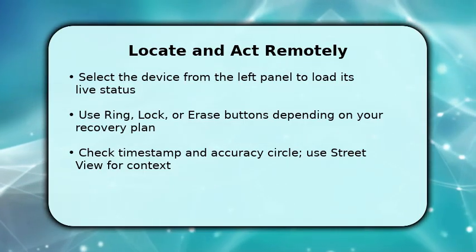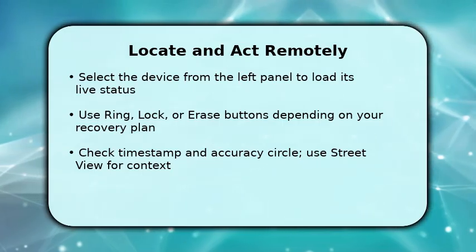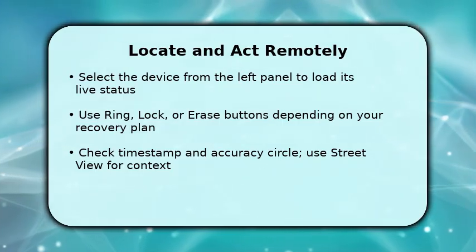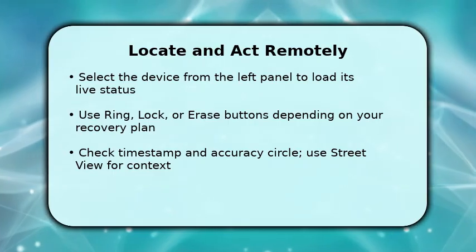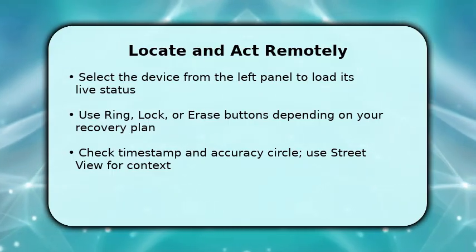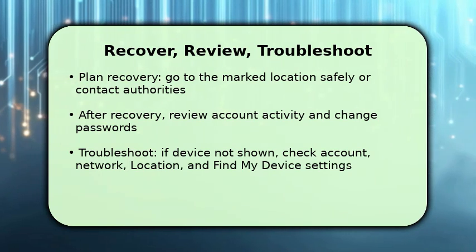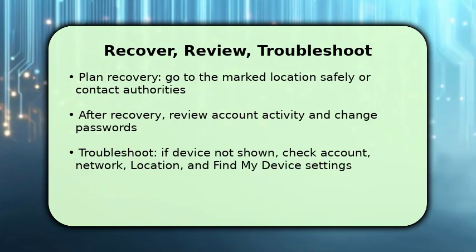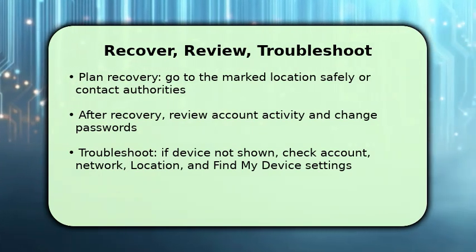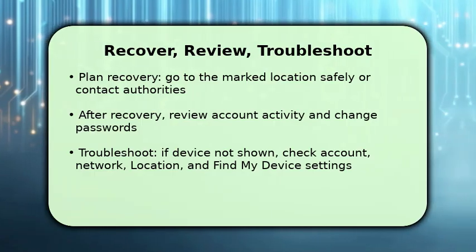Once done, examine the accuracy circle, if it's large, use Street View or nearby landmarks to narrow the search before heading out or contacting local authorities. Finalize by choosing a safe recovery path. Go retrieve the device if the location is precise, or involve local law enforcement if it's in an unsafe area.